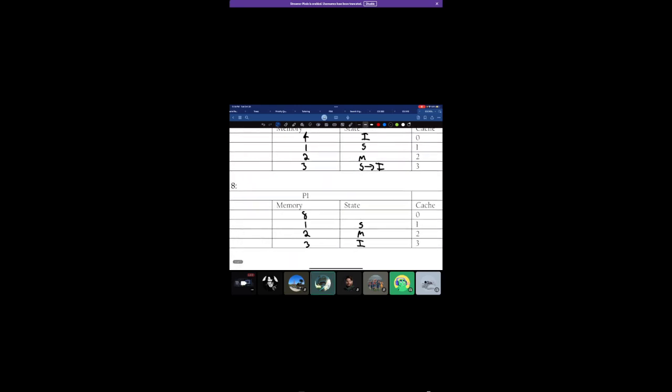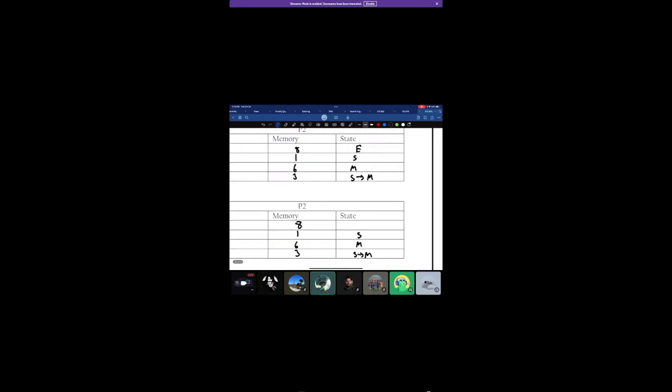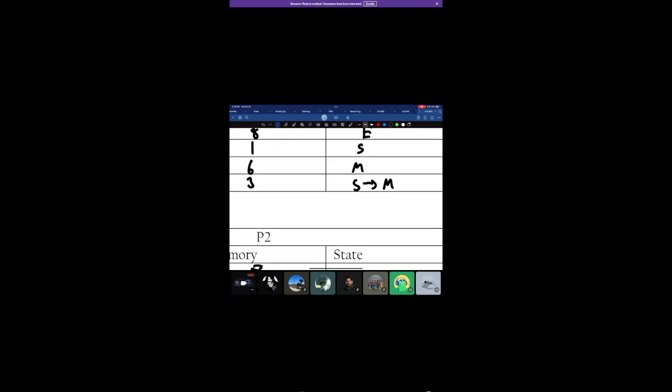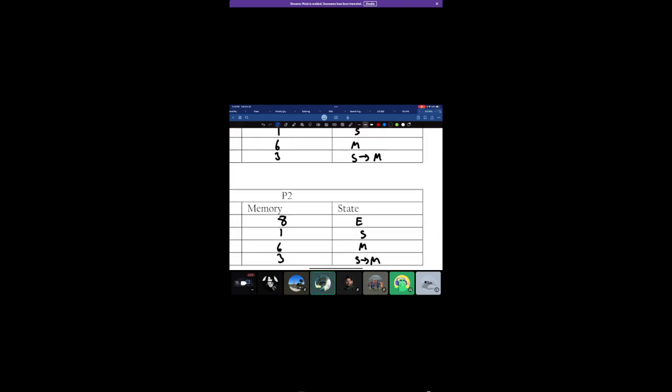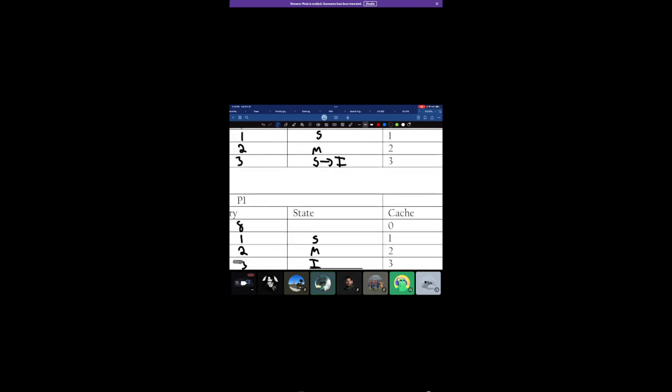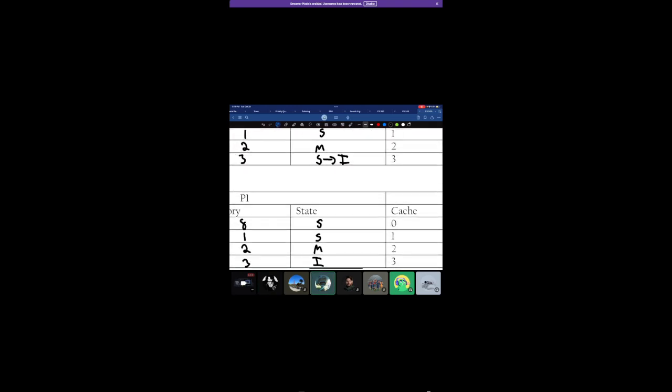And since we have a miss on here, but it's exclusive here, then what are we going to do? You can just share it. We can just share it to prevent going to main memory again. So that shares. And that would be your answer. Let me just put 2, 3, 4.